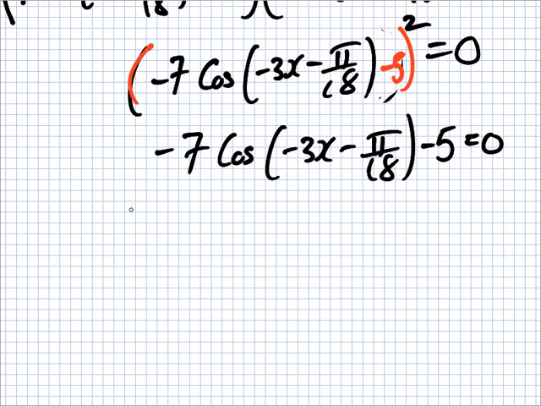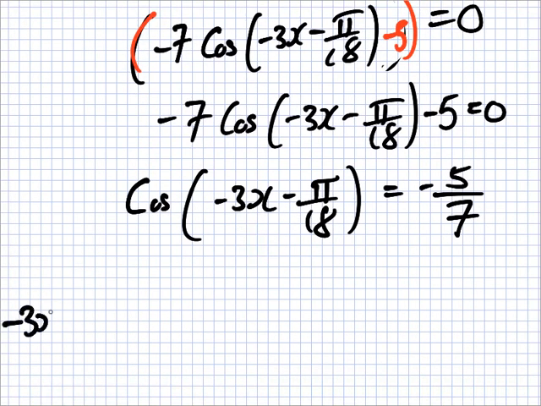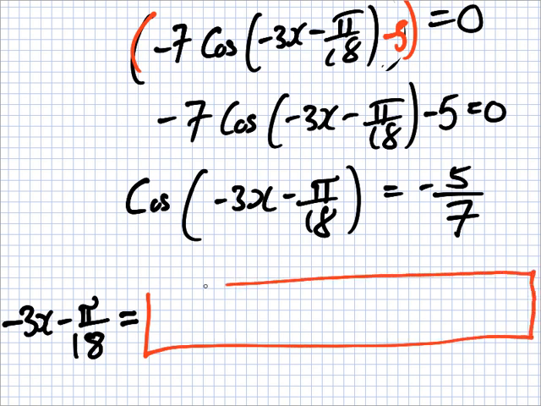So if I was to rearrange this, I would get cos of minus 3x minus pi over 18 equals 5 over 7. Now we'll get the inverse. Before we do, how many answers will there be? 3. No, 9. Yeah, just 3x. Try again. There we go. 6 answers. You're right. 1, 2, 3, 4, 5, 6 answers.